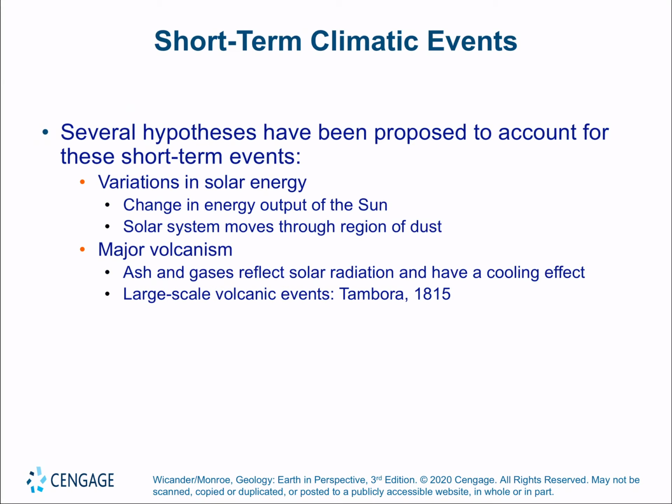Short-term effects could be caused by variations in our solar energy, so basically a change in that energy output from the sun. Also anytime our solar system would go through a region of dust. Another short-term event could be caused by volcanism. Ash and gas can reflect that solar radiation and basically cause a cooling.